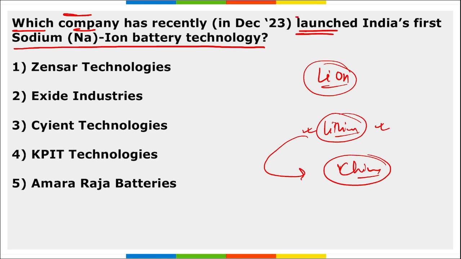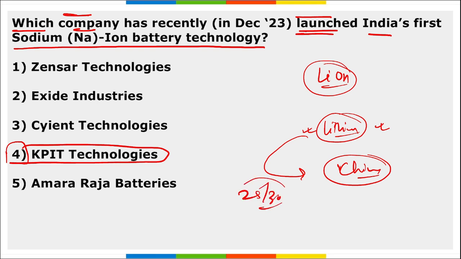So, which company has recently launched India's first sodium ion battery technology? It was launched by KPIT Technologies. First of all, tell me, where is this KPIT Technologies? They, in collaboration with IISER in Pune, Maharashtra, have recently developed these sodium ion batteries, right? This is a new kind of battery, and this technology can help reduce the cost of electric vehicles by 25 to 30% compared to current lithium ion battery powered electric vehicles.